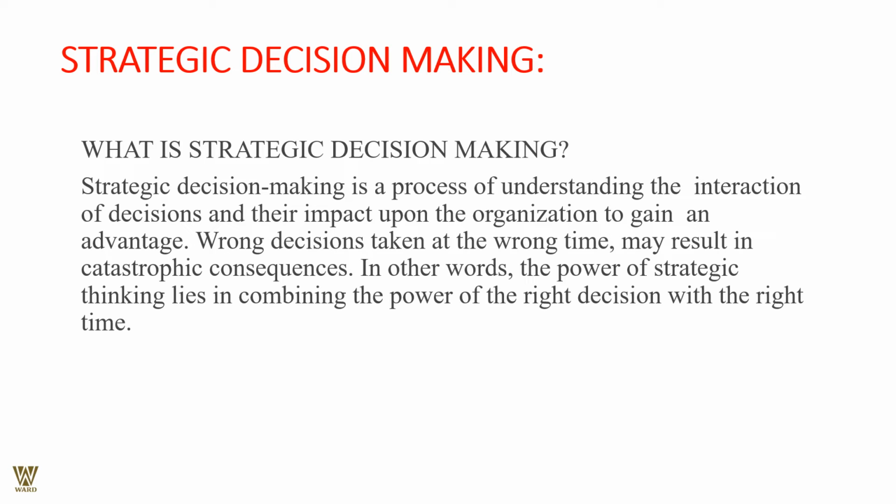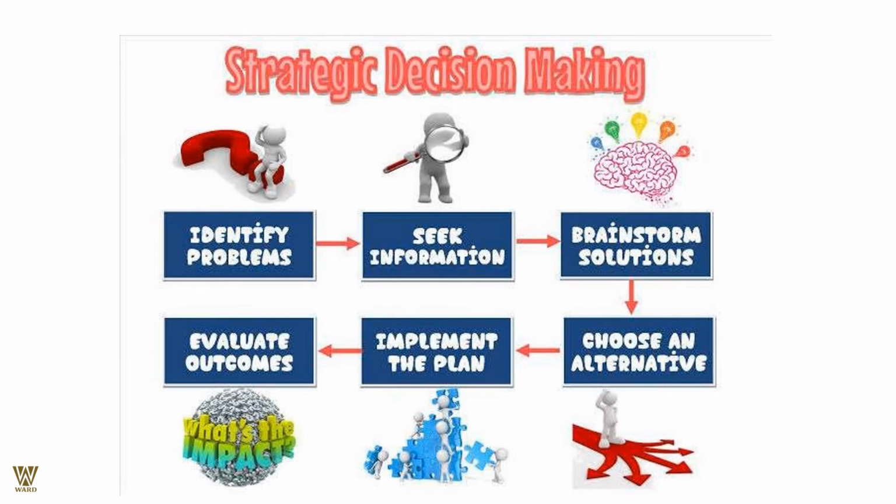So decision making is a part of understanding what is happening in and around us and how we react so that it benefits us in the longest phase of time. Remember, any wrong decision taken at the wrong time may result in all wrong things happening to the organization. So the power of strategic thinking lies in combining the power of right decision with the right time. So this is what right decision is all about.